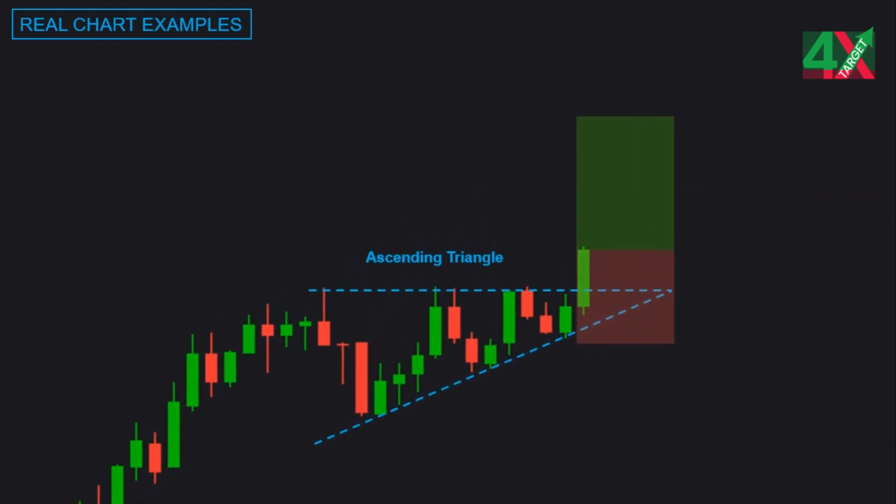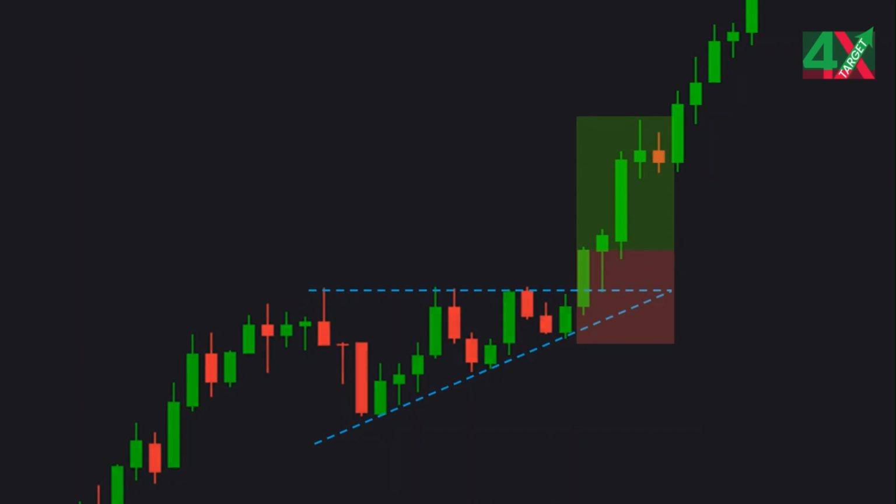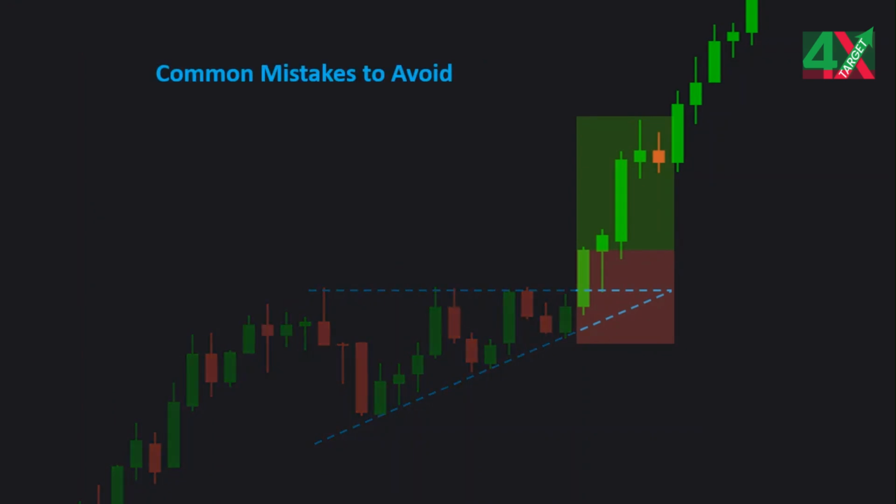Now that you know how to trade trend continuation patterns properly, it's equally important to understand what not to do. Many traders make avoidable mistakes that turn high-probability setups into unnecessary losses. One of the most common errors is entering too early, before the breakout is confirmed. Anticipating a move without confirmation can lead to being trapped inside the consolidation zone, or worse, caught in a false breakout. Another frequent mistake is ignoring the larger trend context.